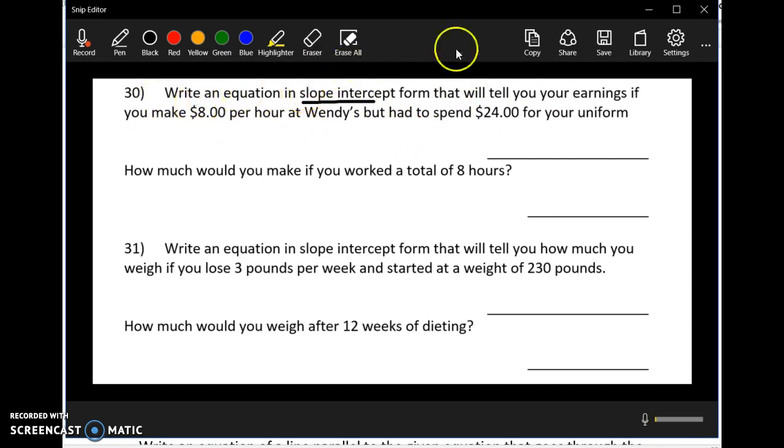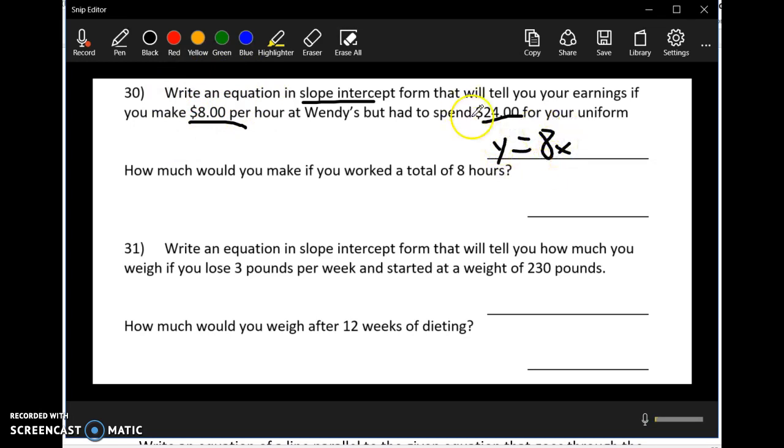When I read through this, it says you will earn, like if your earnings are $8 per hour at Wendy's, but you spend $24 on the uniform. So if I think about this, this is a one-time cost, so it's obviously my y-intercept, and this is a multiple time thing, so it's obviously my slope because it's how much I'm increasing by. I'd say I have y equals 8x.